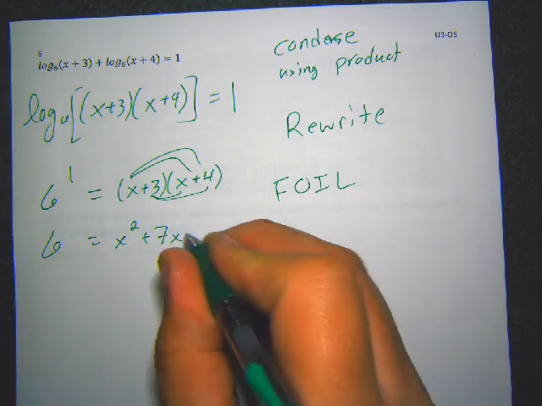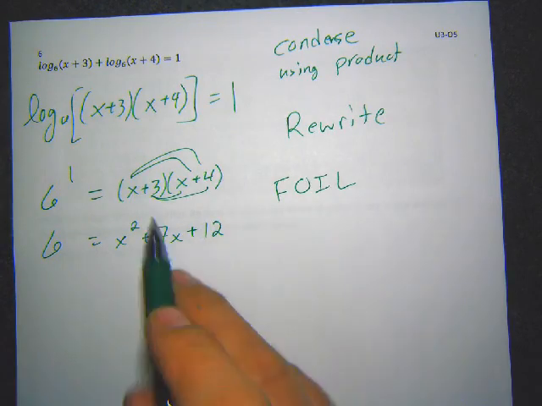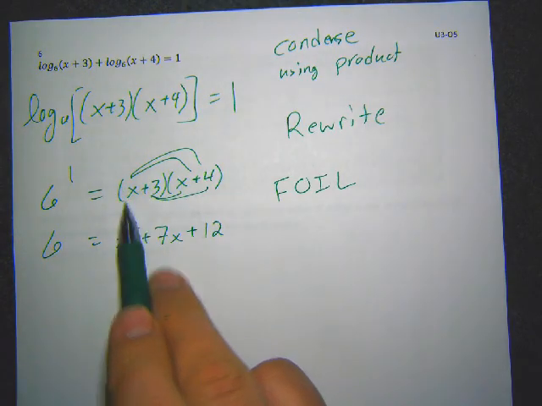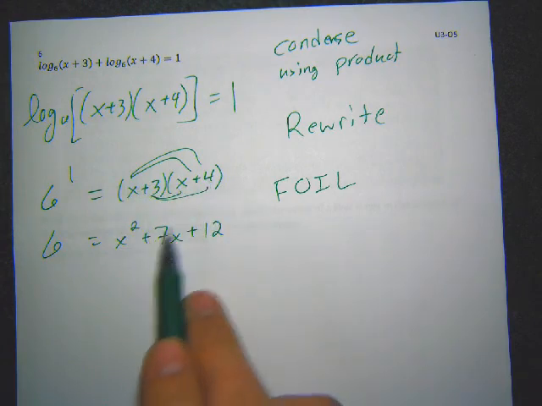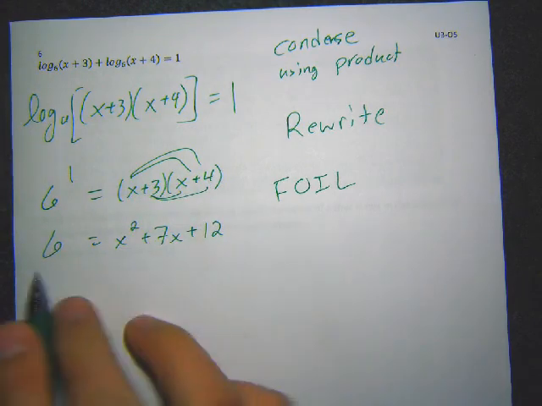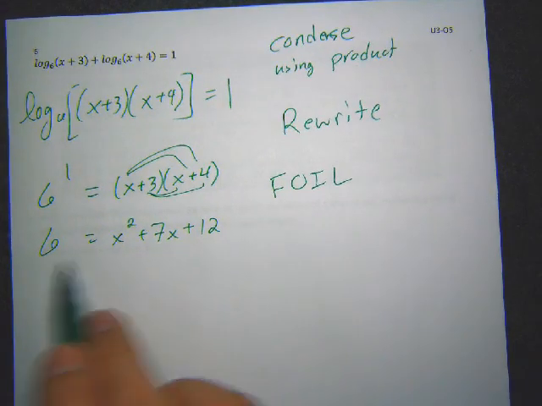3 times 4 is 12. So if you don't believe me, you can sit there and multiply out. You get x squared, 4x, 3x, and 12. And the 4x plus 3x gives me 7x. So I FOILed that out so that now I have my quadratic.